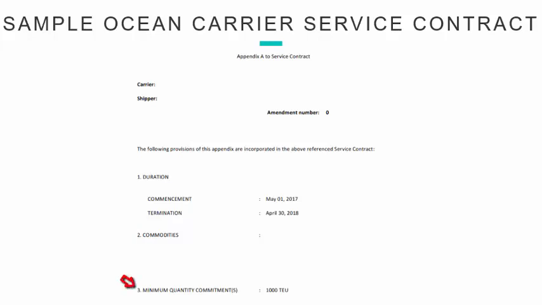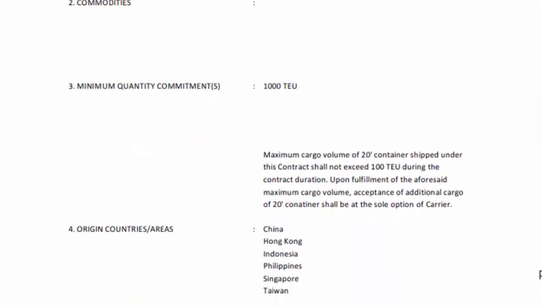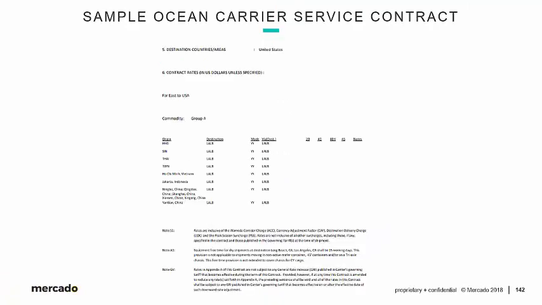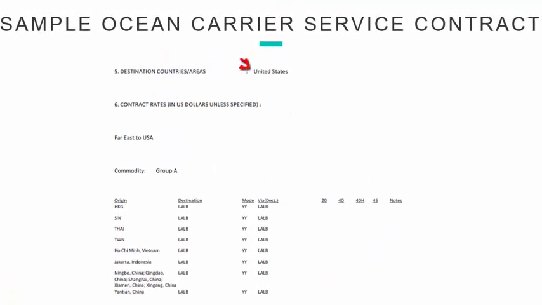Here's the minimum quantity commitment expressed in TEU. There's 1,000 here. That's what this service contract is for. Down the bottom, we see origin countries and areas, which, as we'll see in the next page, becomes more refined into port pairs. But we will note China, Hong Kong, Indonesia, a couple of other countries there. We have our destination country, United States, needless to say. Contract rate in US dollars. It's always important to have the currency listed clearly.